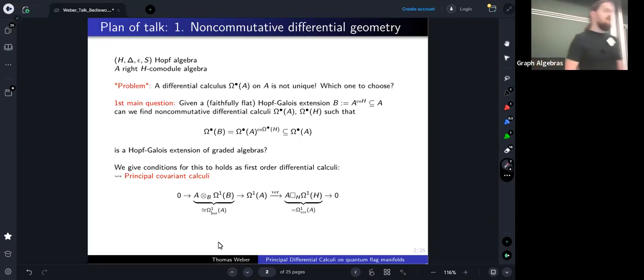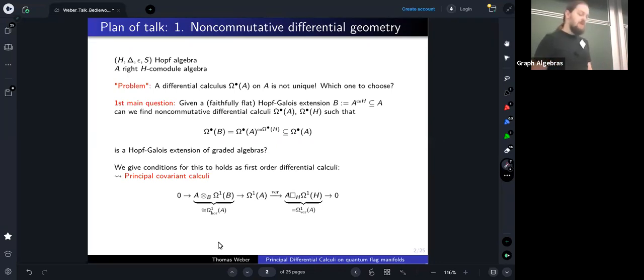There's a first problem, if you want to call it a problem, that while in differential geometry there's a God-given calculus, in quantum geometry we have many. There are many possible differential calculi on A. So it's a question you might ask, what is a good choice? You can see this as a problem or as a feature. In a sense, it's even nice to have more freedom to choose your differential structure.